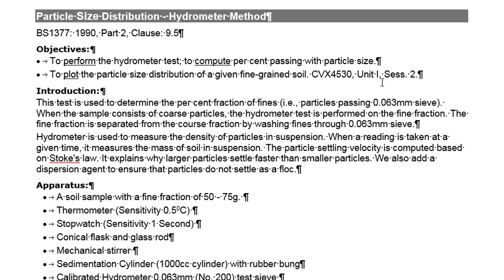Let's say, for an example, I will go through the particle size distribution hydrometer method. In this hydrometer method, I have given you certain objectives or learning outcomes for this particular lab activity. Basically, what I want you to do is to be able to perform the hydrometer test, then compute percentage passing with particle size based on your test results. Number two, to plot the particle size distribution curve for a given fine-grained soil.